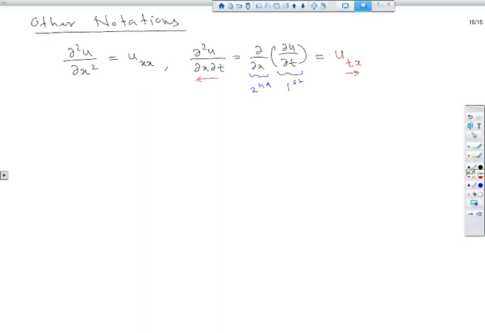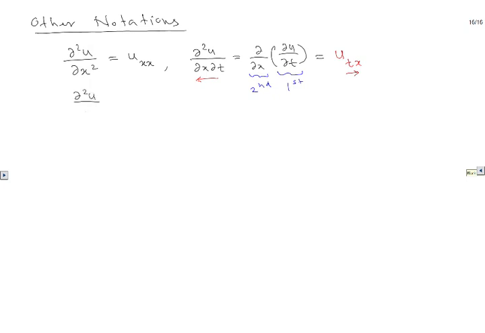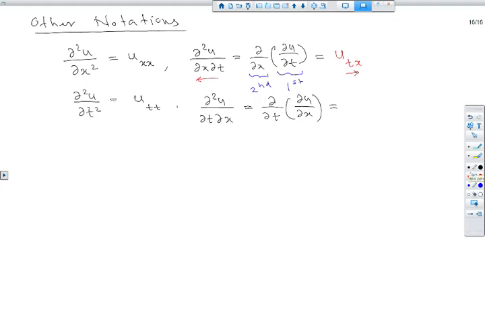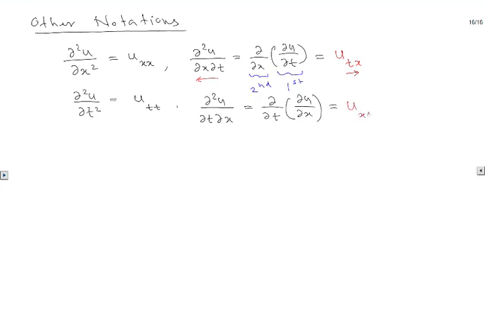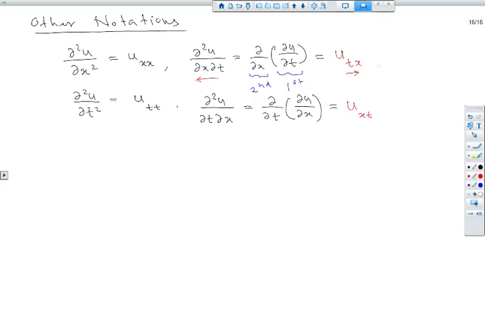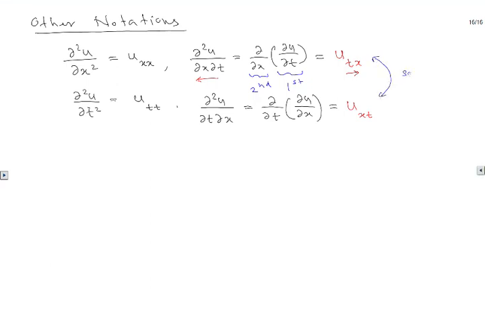Good. So let's try a few more notations. What about ∂²u/∂t²? We can write it as u_tt. Another mixed derivative, ∂²u/∂t∂x, is ∂/∂t of ∂u/∂x. So the notation would be u_xt: you do x first and then t. But as we discussed before, they are the same for smooth functions, so they are equal.